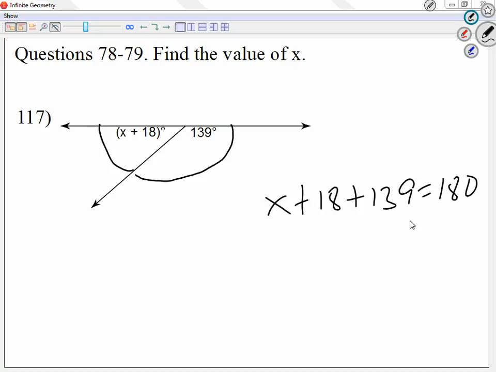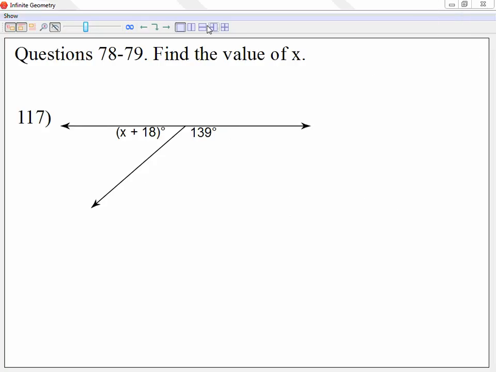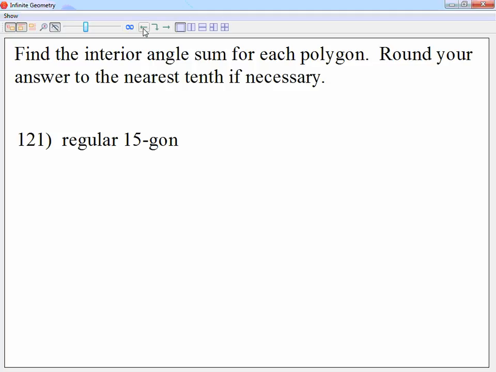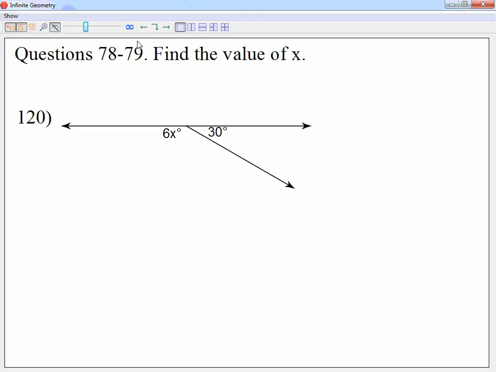You guys notice I forgot to change the rules on the instructions. There's 2 of these on the final. Question 78 and 79. Anything up until 120?